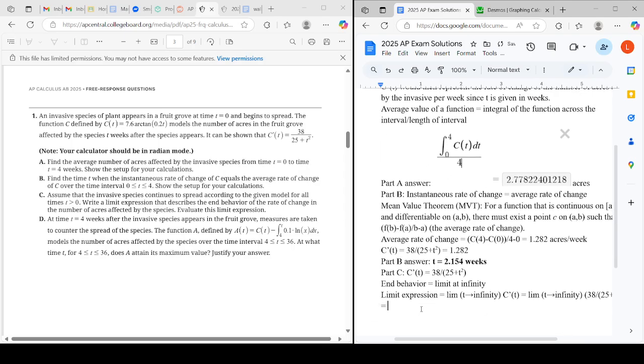So this would equal 38 over 25 plus infinity squared, which would be 38 over infinity squared. So this would effectively, because there's an infinity in the denominator, be equal to 0.